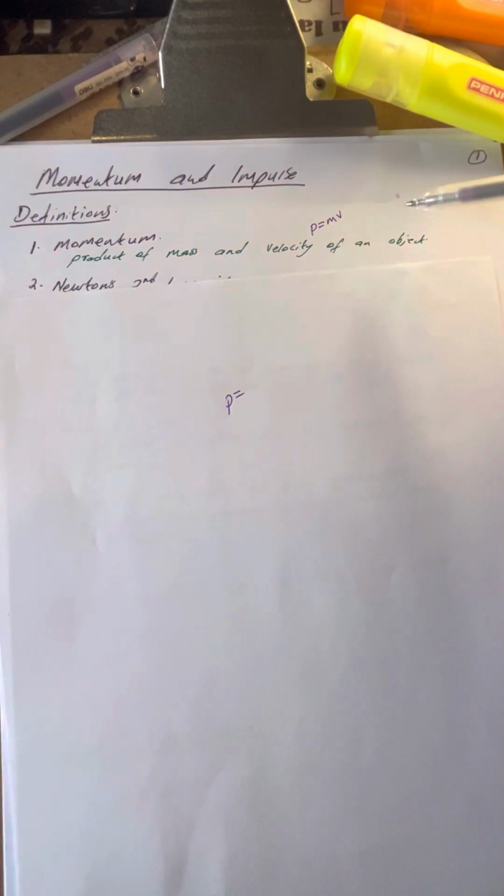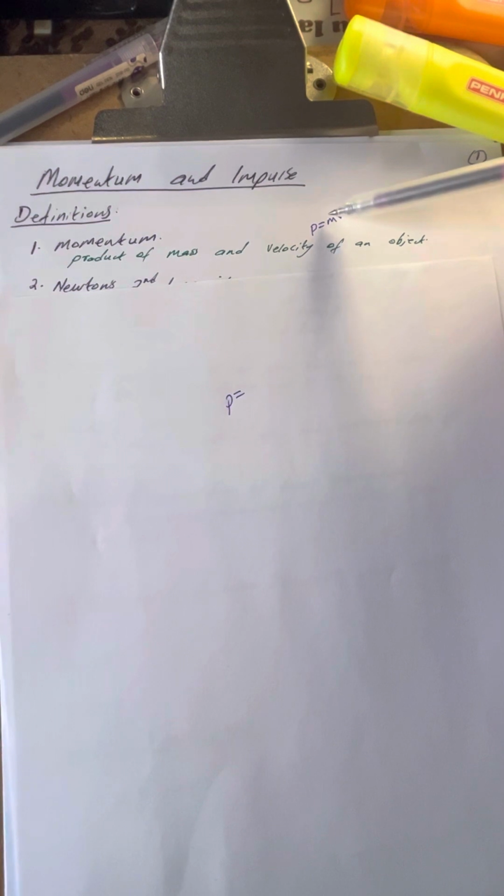The definition for momentum is the product of mass and velocity of an object. And if you write it as a formula, it becomes p equals mv, which is simply the definition of the one that is said below.